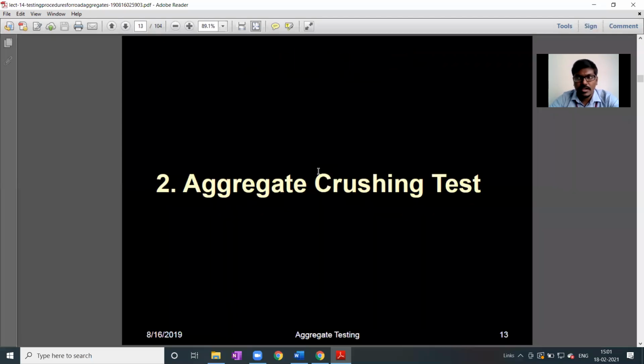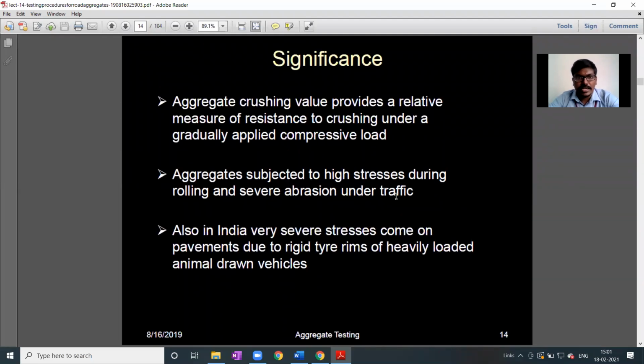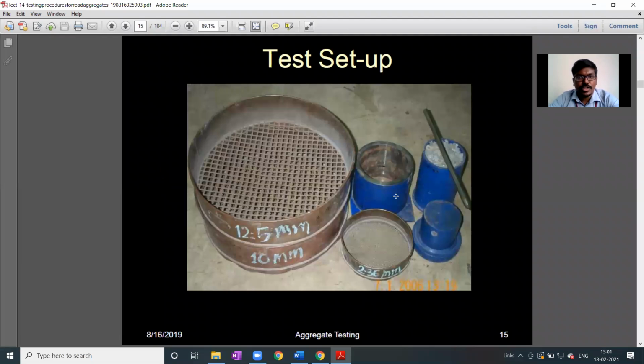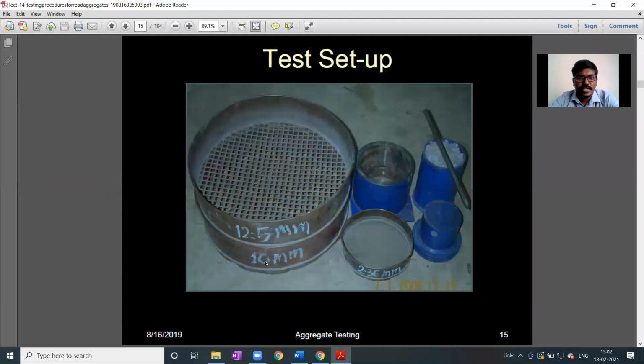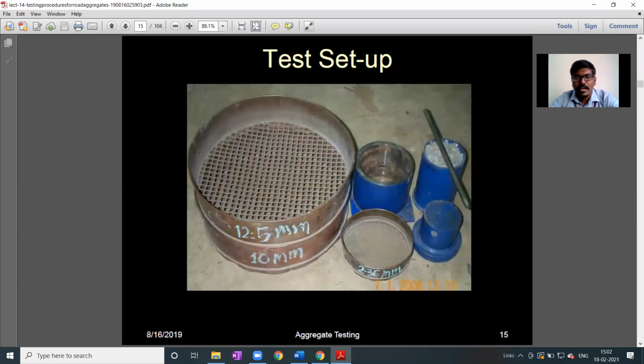Aggregate crushing value tells us about the strength of the aggregates. The required test apparatus is a 12.5 mm sieve and a 10 mm sieve. These are the molds. This is the bigger mold and this is the cylindrical measure. This is the tamping rod. This is the cylindrical measure filled with aggregate. This is the plunger and this is the 2.36 mm sieve.